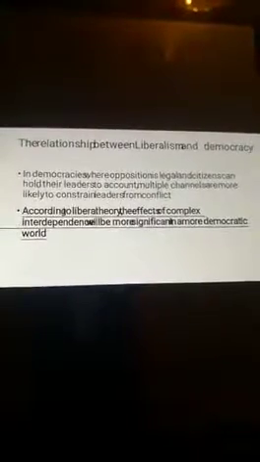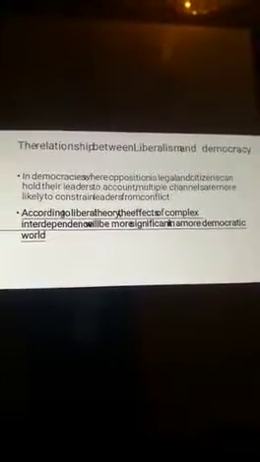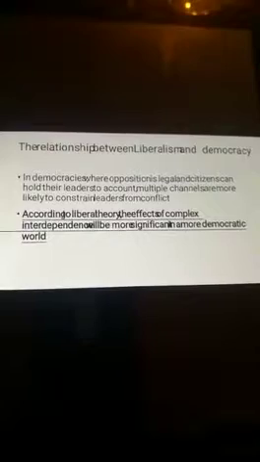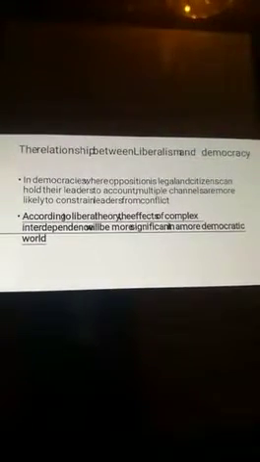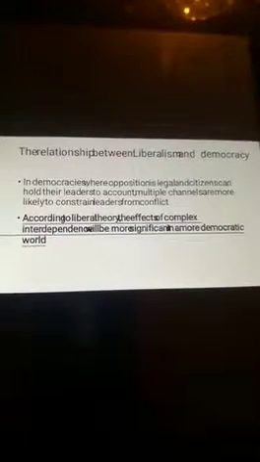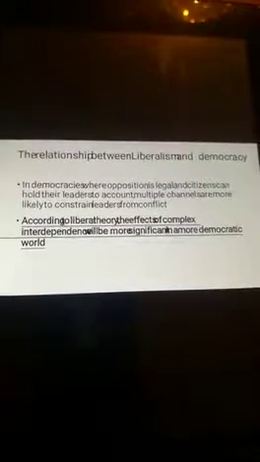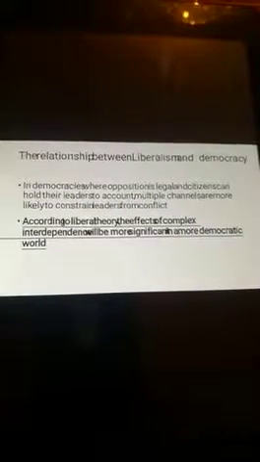The relationship between liberalism and democracy. In democracies where opposition is legal and citizens can hold their leaders to account, multiple channels are more likely to constrain leaders from conflict. According to liberal theory, the effects of complex interdependence will be more significant in a more democratic world.